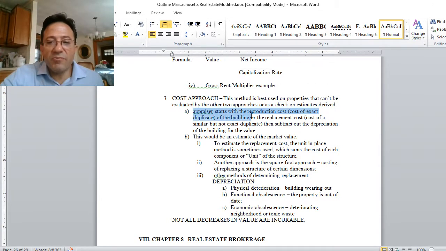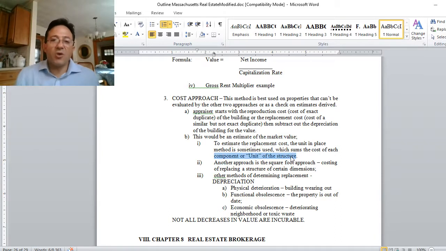The appraiser starts with the reproduction cost, the cost of an exact duplicate of the building, or the replacement cost, the cost of a similar but not the exact duplicate, right? Then subtract out depreciation of the building for the value. This would be an estimate of the market value, okay? To estimate the replacement cost, the unit in place method is used, which sums the cost of each component of the structure. So it takes all of the different components, values for each of the components of the structure, tallies them together. That's all.